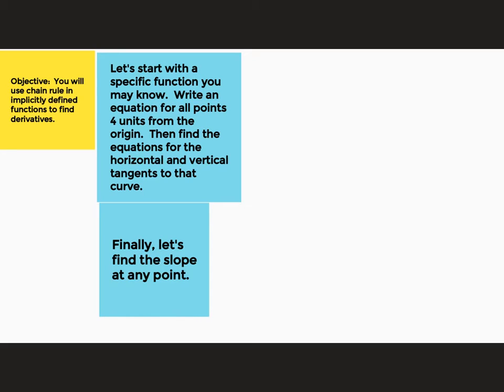So let's start with a specific function you may know. Write an equation for all points 4 units from the origin. Okay? So if I'm 4 units from the origin, so 4 away, 4 away, 4 away, 4 away. Oh, look at that, it's a circle. So hopefully you know it's x squared plus y squared equals 4 squared. It's just the Pythagorean theorem, that's all it is.